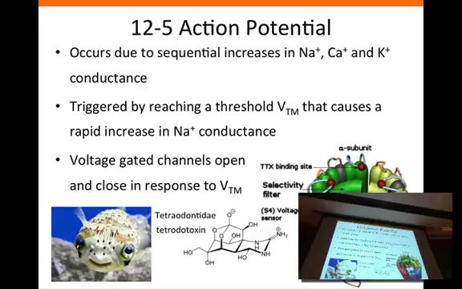Here's one of these voltage-gated channels. Here's a little loop, one of these four loops, that all have these ionizable amino acids on them that can swing open and close depending upon what the membrane potential is. And this is where tetrodotoxin binds for pufferfish.